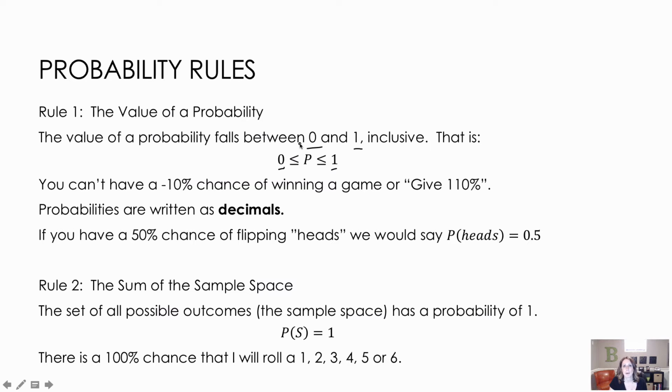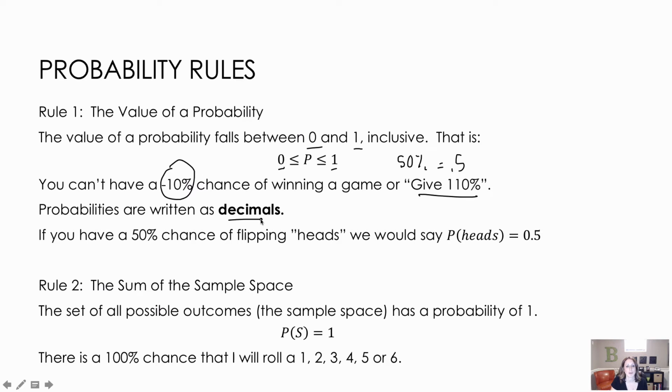Keep in mind that typically we're going to write these as decimals as opposed to percentages. So instead of 100%, we would write it as 1. Instead of 0%, we would just write it as 0. Something like 50%, I would write as 0.5. So turning percents back into decimals. You can't have a negative probability, so I can't have a negative chance of winning a game, and even though it's great to say we're going to give 110%, it's really impossible because you can only give 100%.